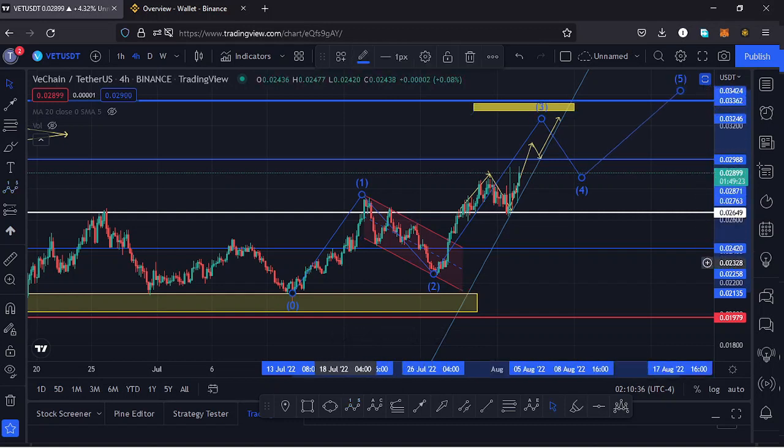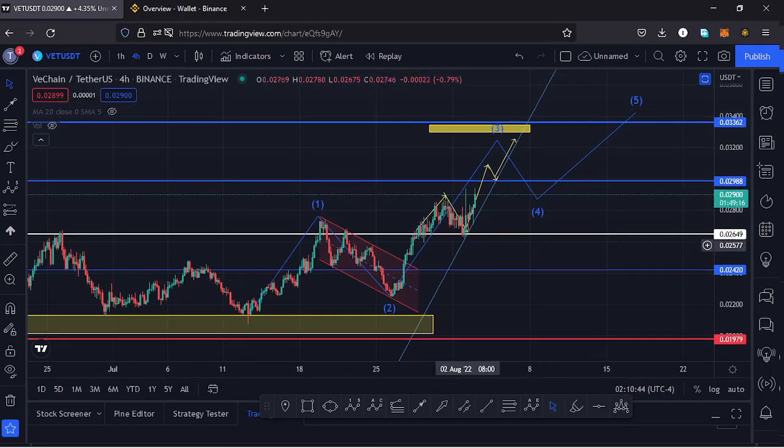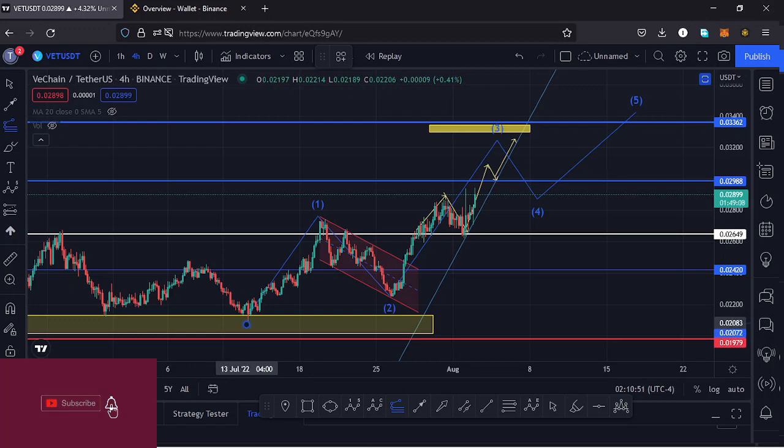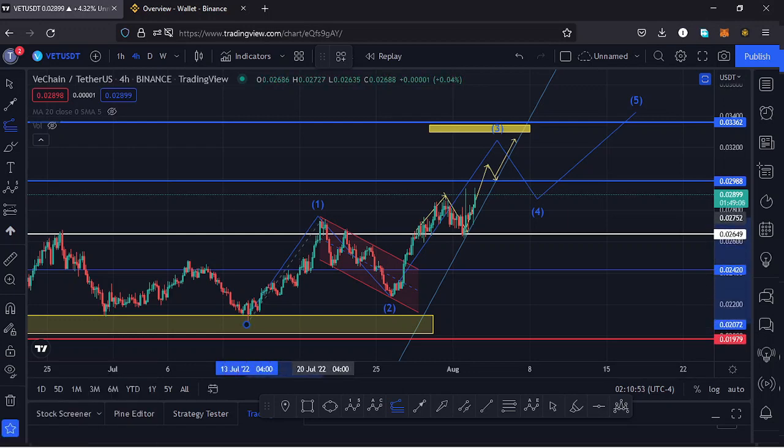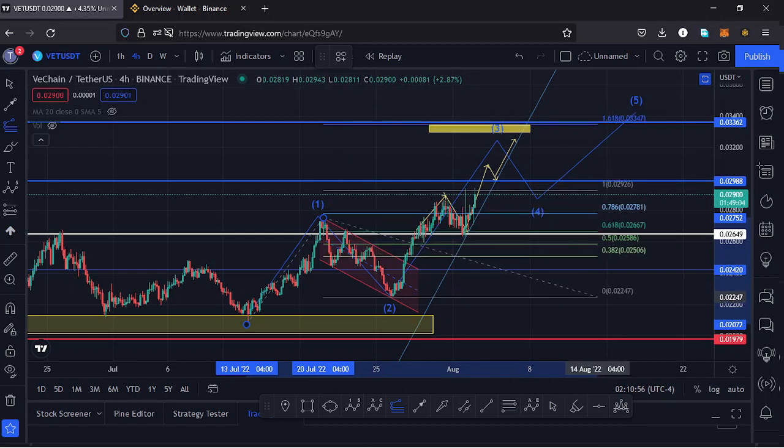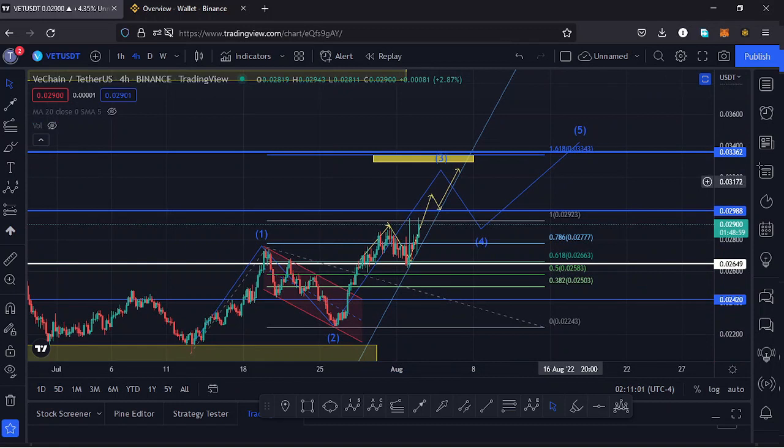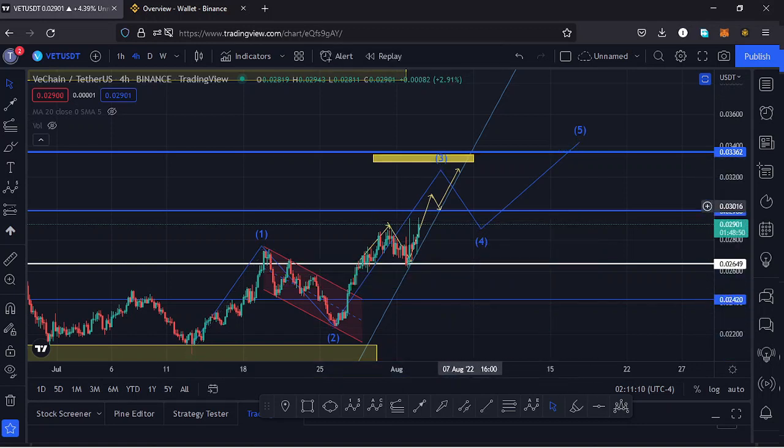And if I use a trend-based Fibonacci's to get a target area for the minimum area to which that wave 3 can travel to, I can use the trend-based Fibonacci's, connecting the low for that wave 1 to the high of the wave 1, and then dragging the Fibs to the low of the wave 2. That should give us a target area at around the Fib level 1.618, and that is at around the $0.033 mark.